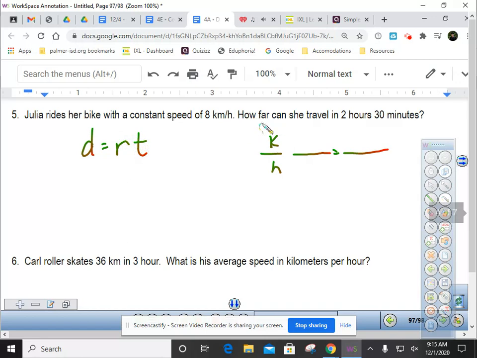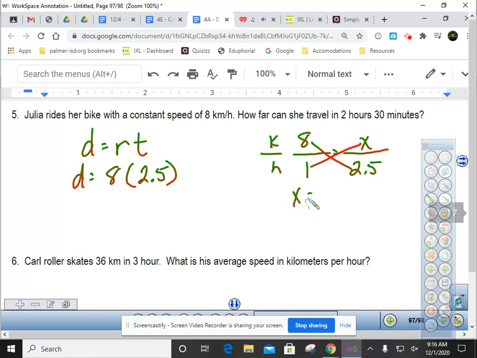What's it asking you for? The distance. And what's the rate? 8 times. What's the time? 2 hours and 30 minutes. So how do I write that? 2.5. Why is it not 2.3? Because it's half an hour. And everybody in here knows that 30 minutes is half an hour. If you did it in the proportion, 8 kilometers per hour, it's 8 kilometers in 1 hour. He wants to know about 2 hours and 30 minutes. You will still get x equals 8 times 2.5.